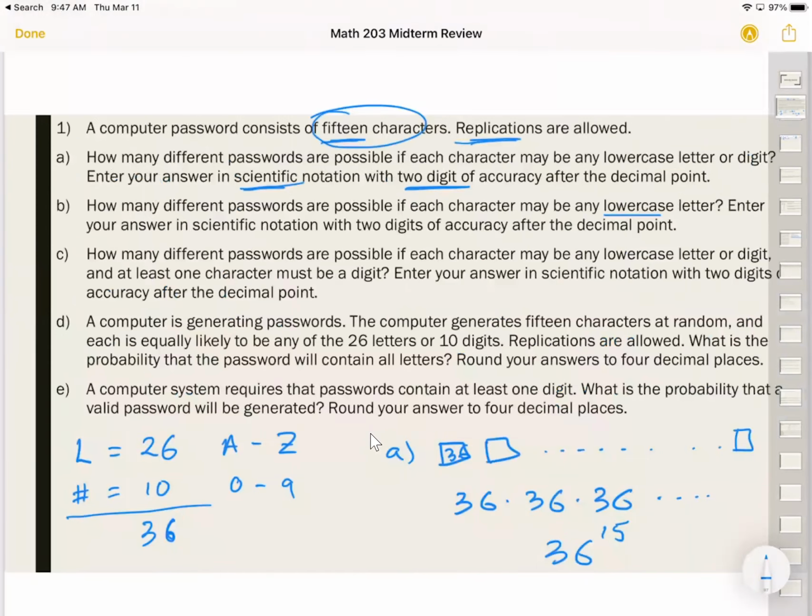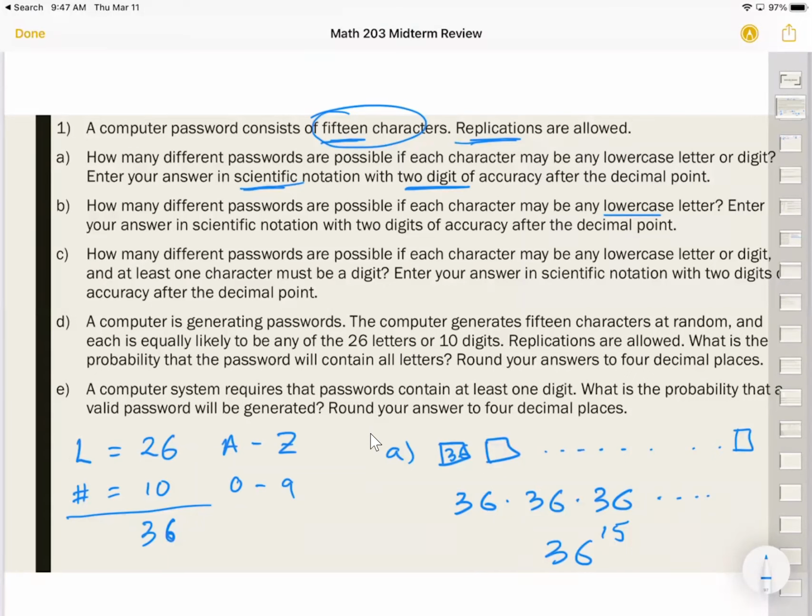So again, if you want to make your password in terms of just letters. Looking at this here, the question with A or B: in A, we can use letters and numbers. That's why we have 36 total. In B, we can only use letters. So we have 36 in A and only 26 in B.